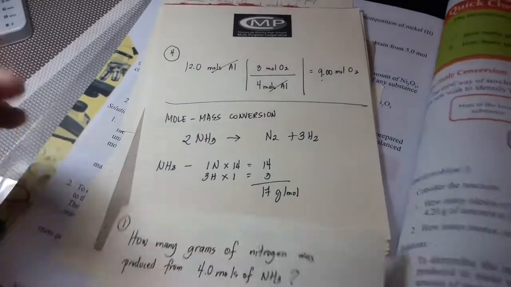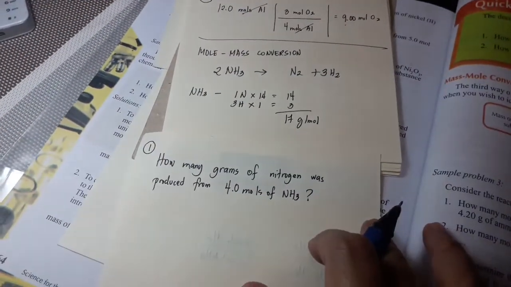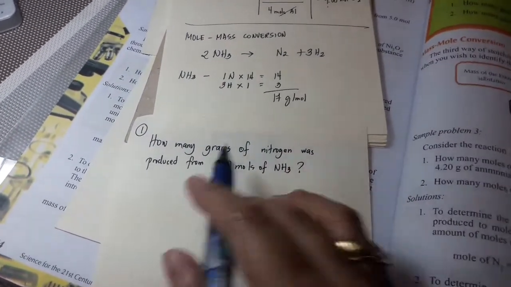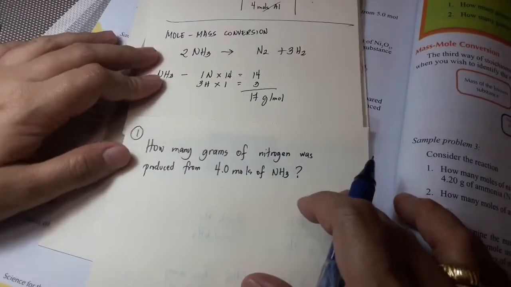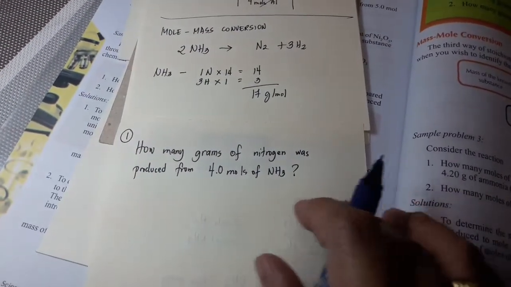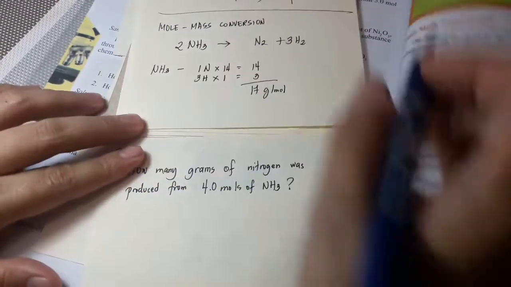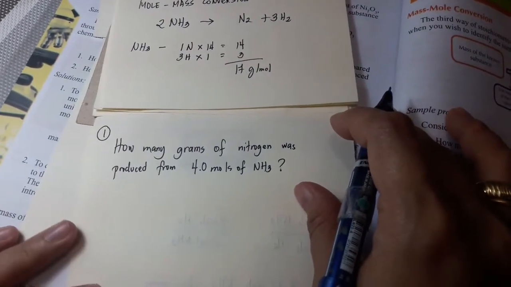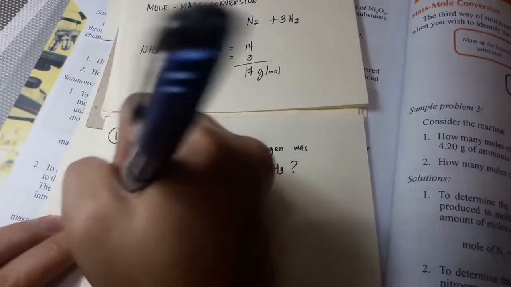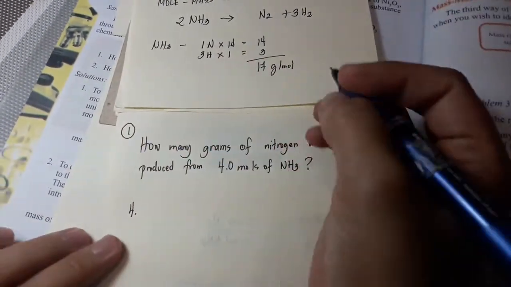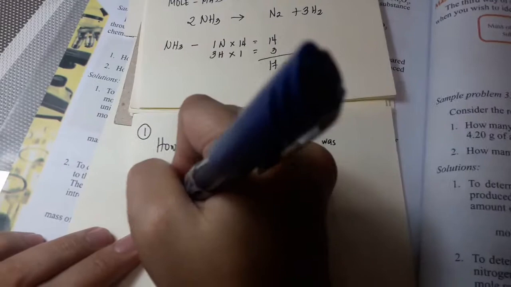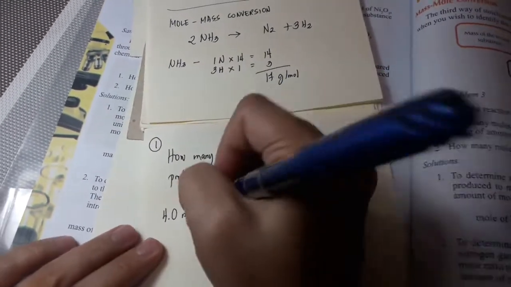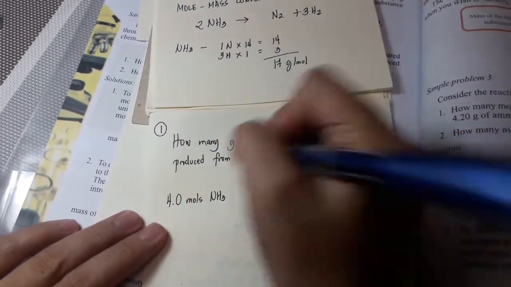Now, let's have the first example. How many grams of nitrogen was produced from 4 moles of ammonia? So again, this is mole to mass conversion. So we have a two-step problem. So as from the previous example, you always start with the given. So there we have 4 moles of ammonia.